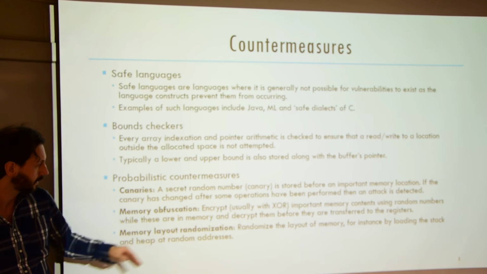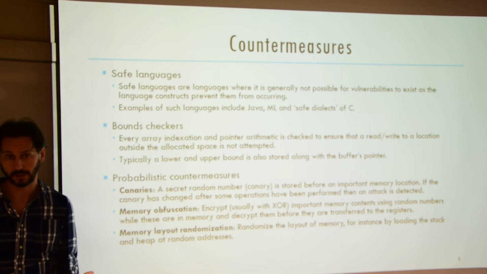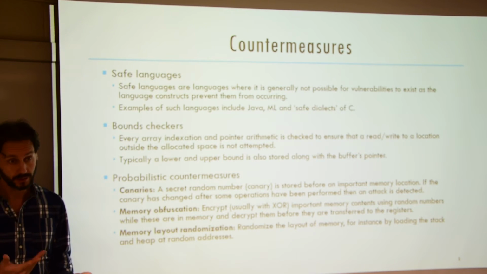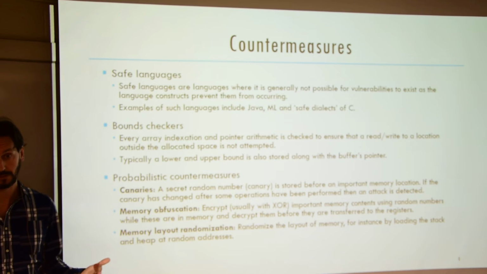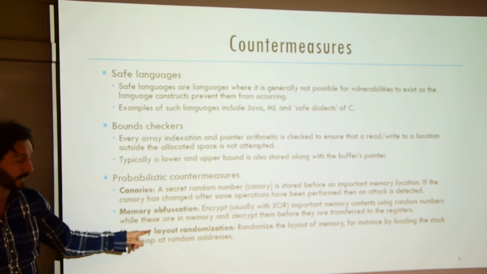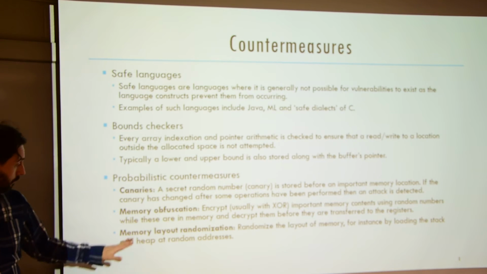Memory layout randomization. Well, in order to make attacks work, you need to know where your shellcode is located, right? So you need to know where the buffer is located that you write it in. So you need to know something more about the memory layout. So if you can randomize it and obfuscate that kind of knowledge from the attacker, then that would be a good countermeasure.